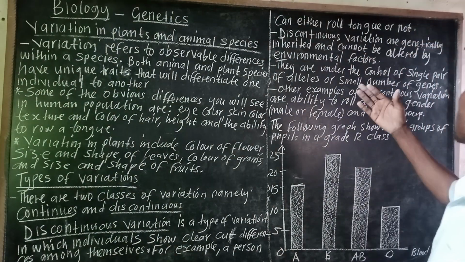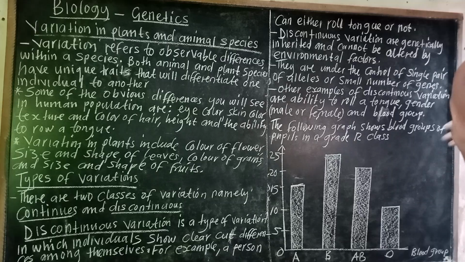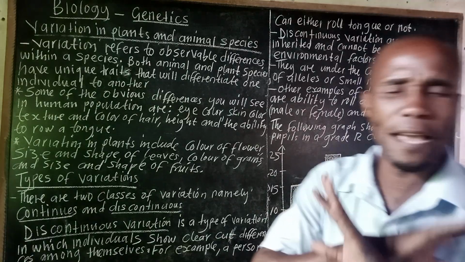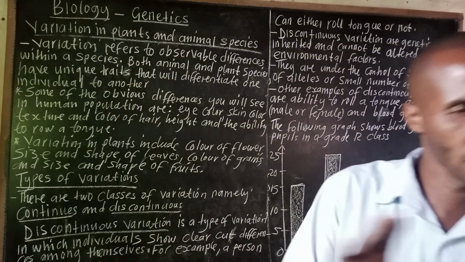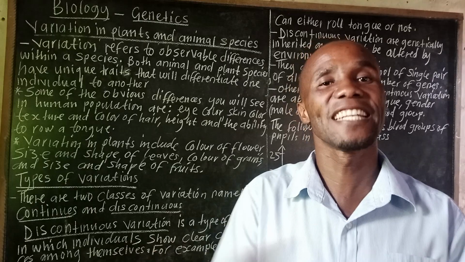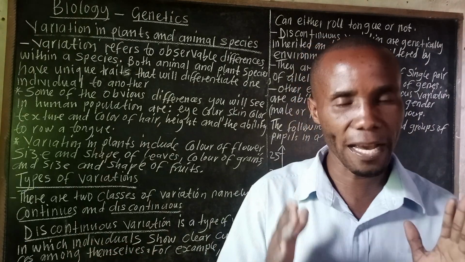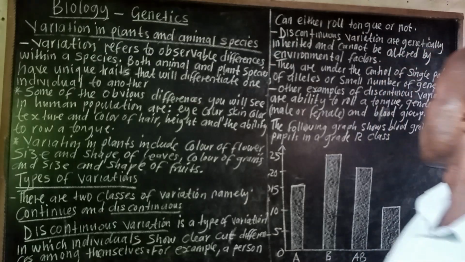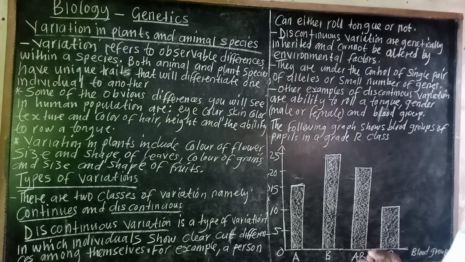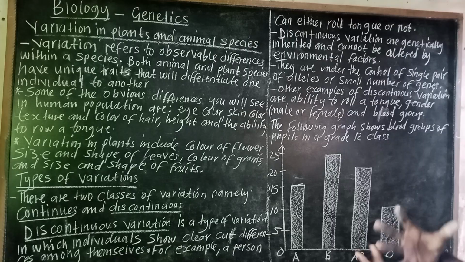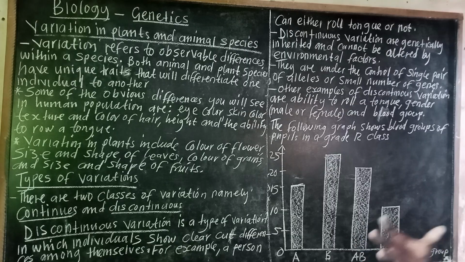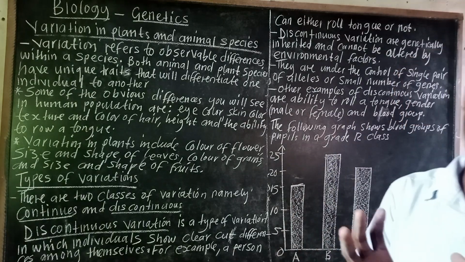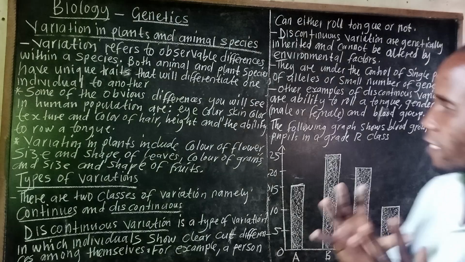Discontinuous variations are genetically inherited and cannot be altered by environmental factors. So discontinuous variation is genetic, and it cannot be affected or altered by the environment. They are under the control of a single pair of alleles or a small number of genes. These are the things that actually control the variation under discontinuous.